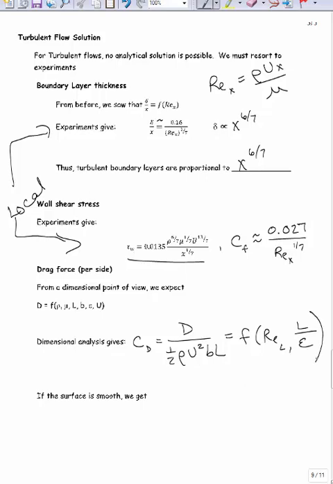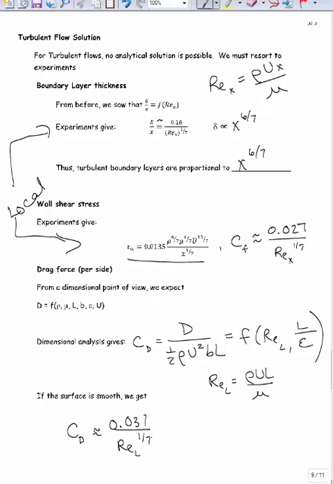Reynolds number L just means plug in L instead of x over here. Reynolds number L equals rho u L over mu. Epsilon is roughness, just like it was for pipe flow. And this time we have L over epsilon instead of epsilon over L. If the surface is smooth, you can just do some experiments and come up with an equation, and that equation is CD is about equal to 0.031 over Reynolds number to the 1/7.